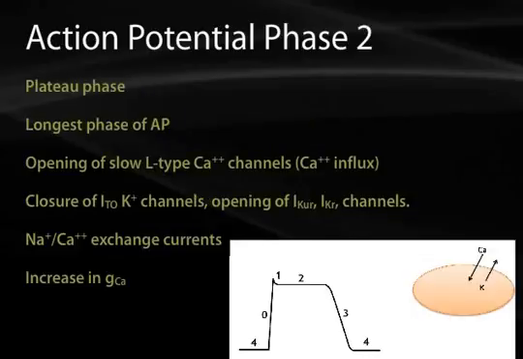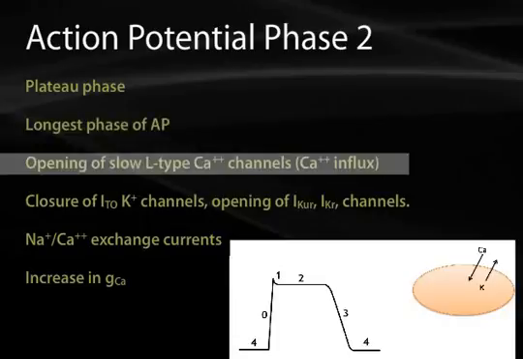In phase 2 of the action potential, we have what's called the plateau phase. This generally occurs at a voltage of 0, meaning the internal and the external parts of the cell are generally equal. The membrane potential at this point is approximately 0. This is the longest phase of the cardiac action potential. It's caused by the opening of slow L-type calcium channels. The L stands for long-acting. This causes calcium influx into the cell.